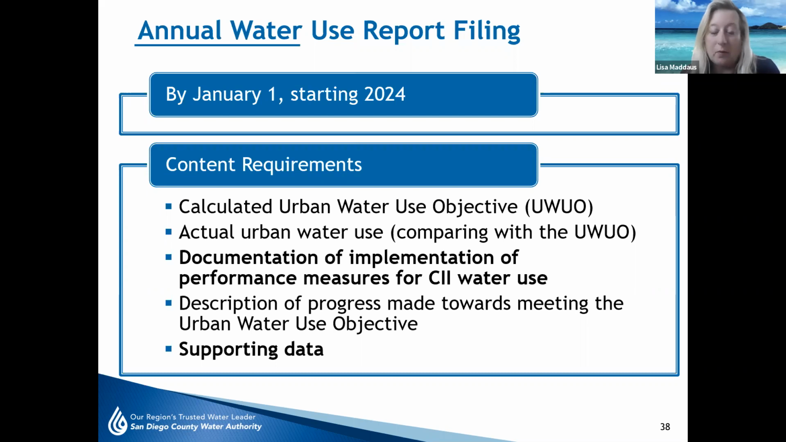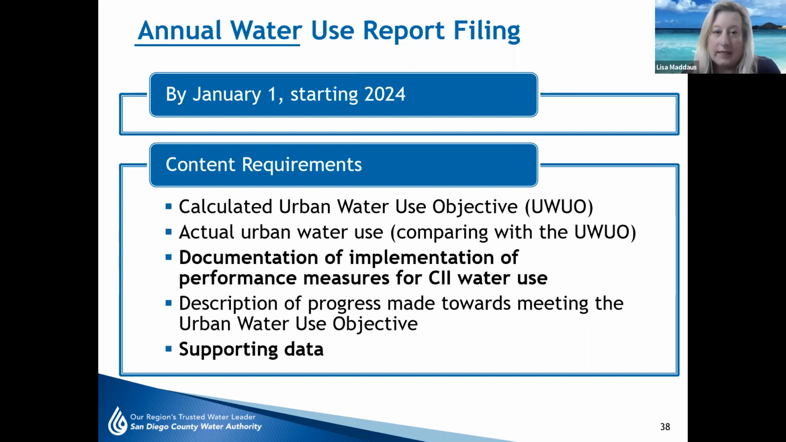So I'm just going to give you a brief 5-minute overview and answer a lot of questions, have a dialogue in our breakout session. But there is an annual water use report filing requirement in the legislation. It will start January 1st, like others. There are elements that are calculated. I'll explain a little about the water use objective. But fundamentally, it's about documentation of performance measures in CII water use, and supporting data is what you'll be asked for in the annual reporting.